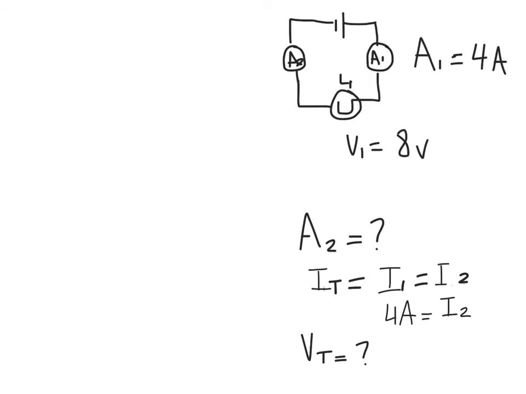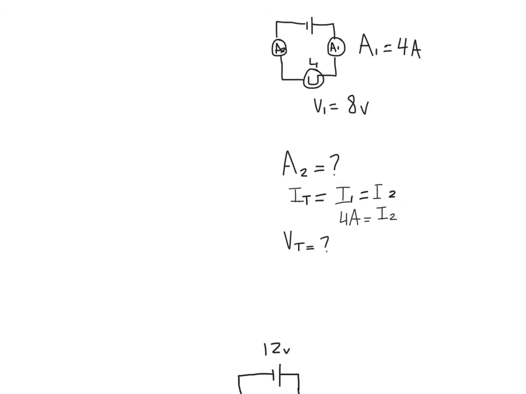Now what about the voltage? When we're talking about voltage in a series circuit, and we know it's series because it's one path around, we can say that Vt is equal to V1 plus V2 plus however many V's there are. And so Vt is equal to 8V plus nothing because we only have V1 up here, so I put that 8 in here. So our Vt is 8.